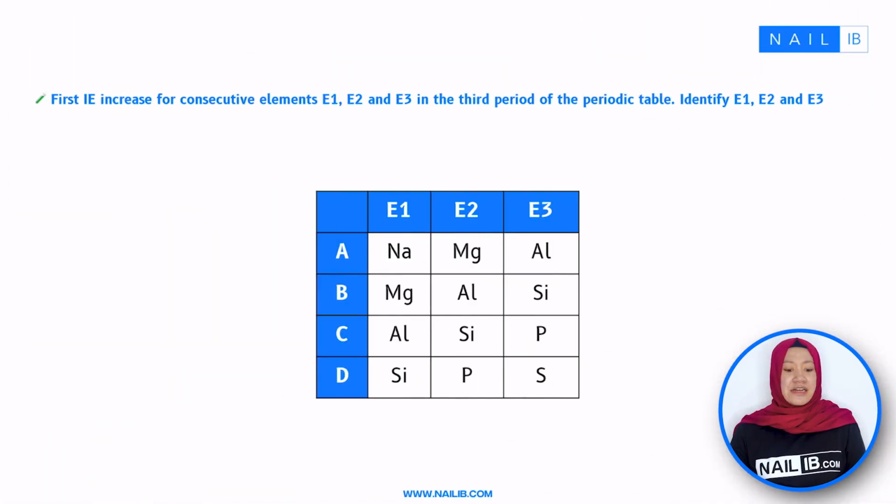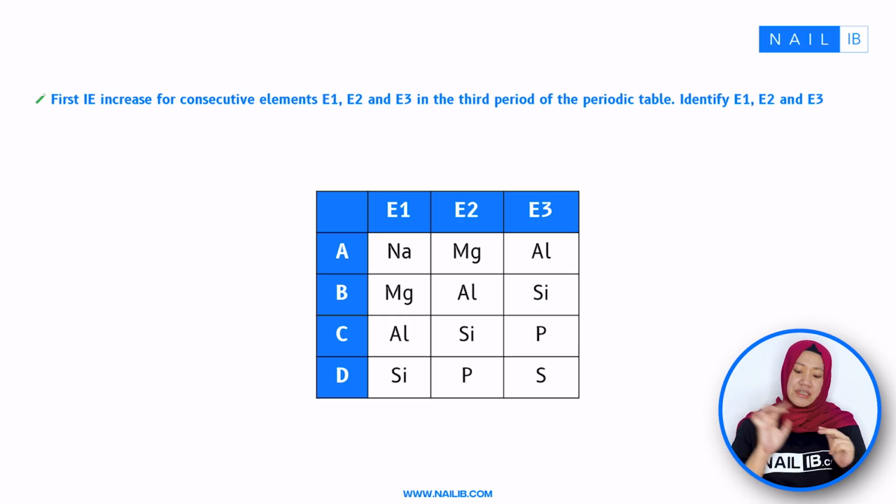First ionization energy increases for consecutive elements E1, E2, and E3 in the third period of the periodic table. Identify E1, E2, and E3. So it should be increased in order. Now, Na, Mg, Al.